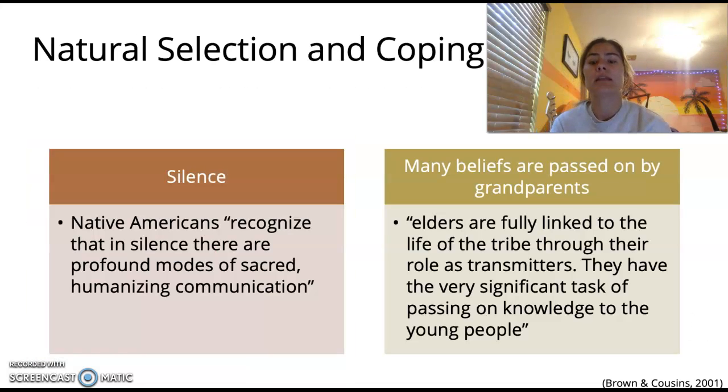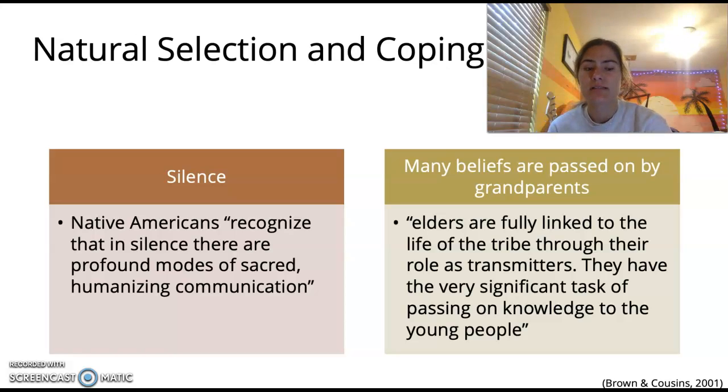From all this trauma, Native Americans have turned toward religious and sacred practices on how to deal with stress and mental illness. One way Native Americans deal with stress is through silence. Silence is a really big part of Native American culture, and according to Brown and Cousins, Native Americans recognize that in silence there are profound modes of sacred, humanizing communication.